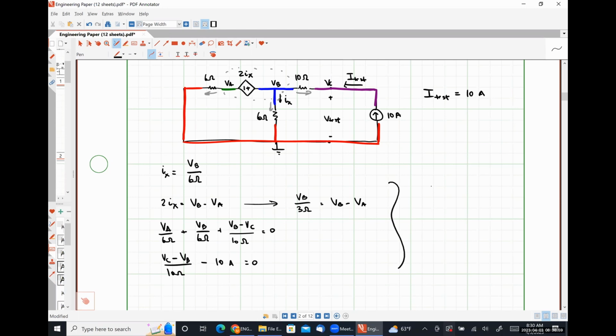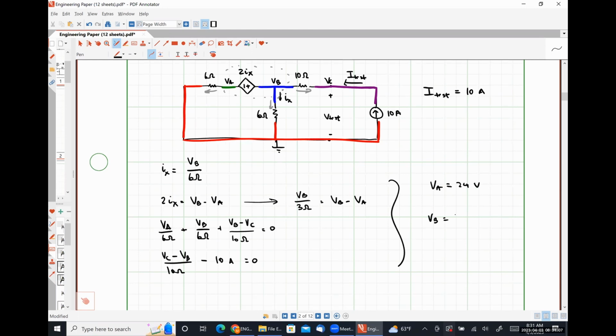And I find VA is 24 volts. VB is 36 volts. VC is 136 volts. V test is VC, which is 136 volts. So my Thevenin resistance is 136 volts over 10 amps, which is 13.6 ohms, which is the exact same thing as 68 over 5. So it did not matter whatsoever that we chose to use a current source. Did not matter what its value was, did not matter what its direction was. We were going to get the same result however we happened to do this, okay?